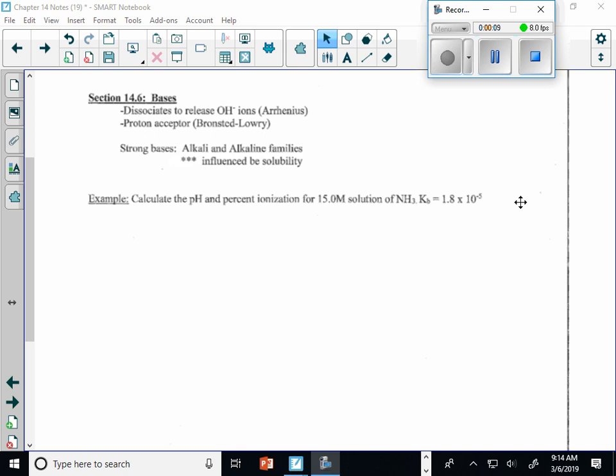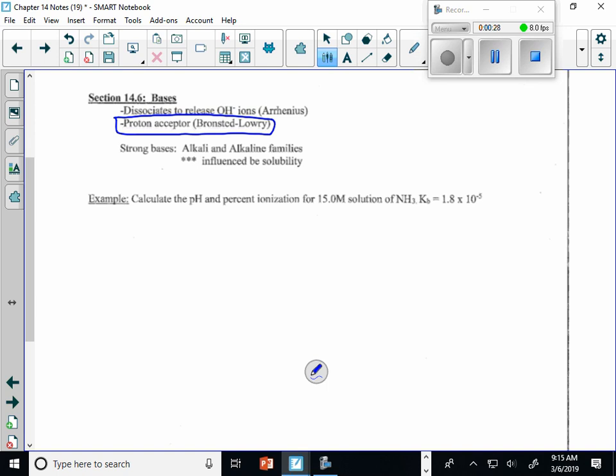And the nice thing about this is that if you really understand the acidic side of things, we can just flip to the base side. So you can see that I have the definition here for the Arrhenius and Bronsted-Lowry, and we are still focusing on the proton acceptors for Bronsted-Lowry, just a little more generalized definition of bases.